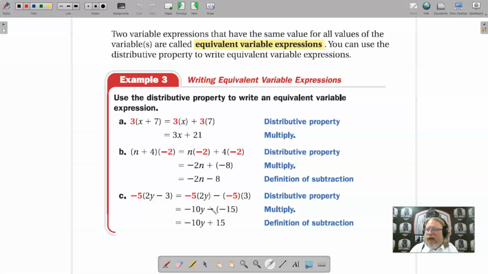We bring down our subtraction sign, and then we can simplify this a little further. Instead of a minus and negative, we're going to change the sign to addition. Take the opposite of negative 15, which is positive 15, and finally we would get the equivalent expression, or the equivalent variable expression, because it has a variable in it, the y, of negative 10y plus 15.